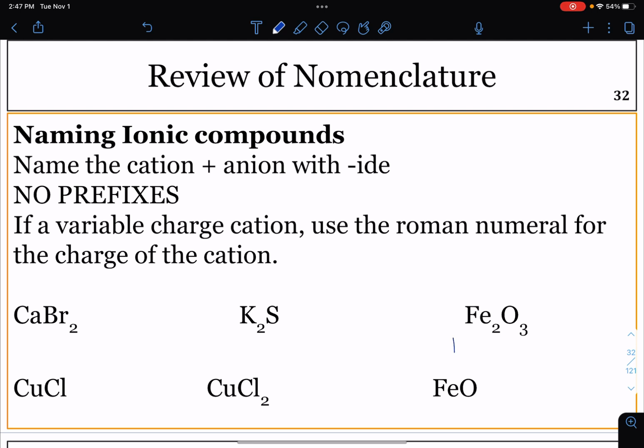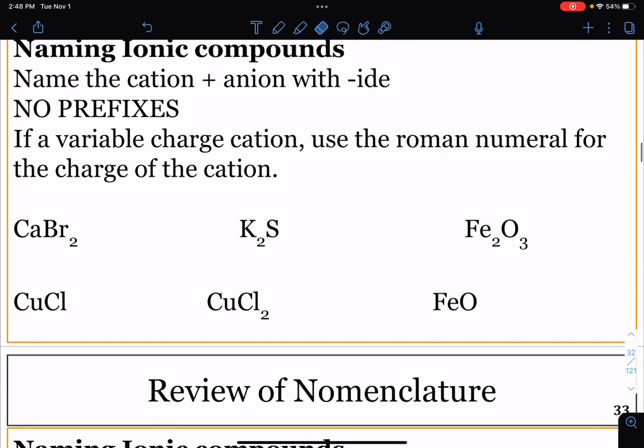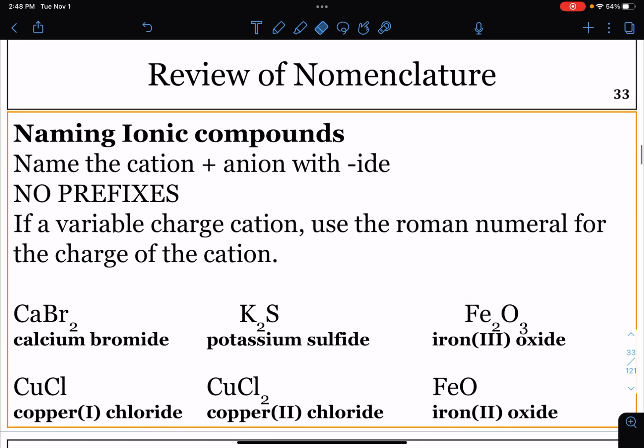Therefore, we would name this as iron with a Roman numeral 3, and then you just say oxide. The 3, of course, does not apply to how many iron atoms there are because we don't have 3. We only have 2. The 3 is because iron is 3+ in this compound. Go ahead and pause and see if you can figure out the names for each of the next 3 examples. Here are all of the answers.